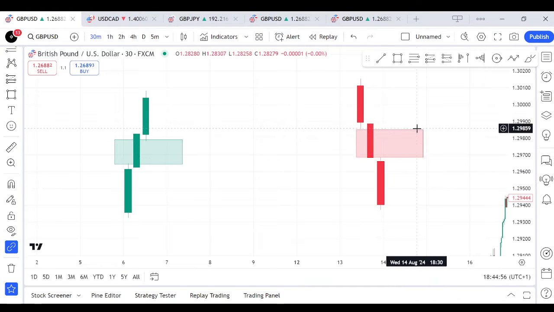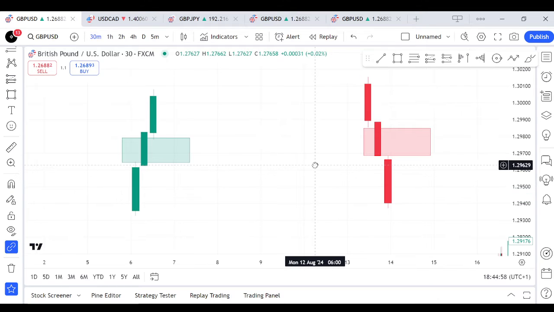In today's video we're going to be talking about a powerful trading concept that can help you take advantage of market inefficiencies. So we are talking about the fair value gap trading strategy, and this technique can allow you to spot key imbalances in price action that can lead to potential trade opportunities.